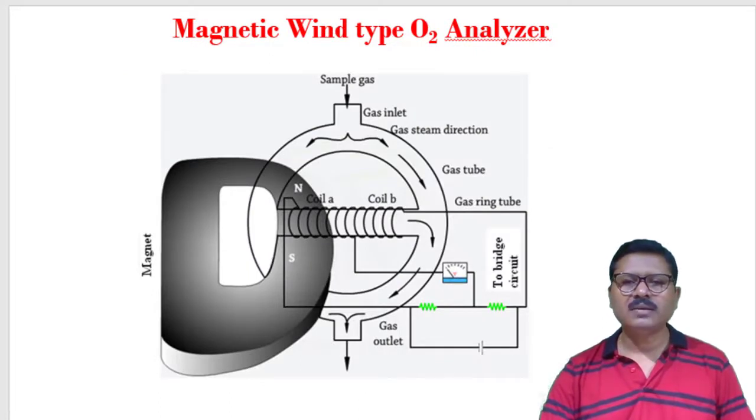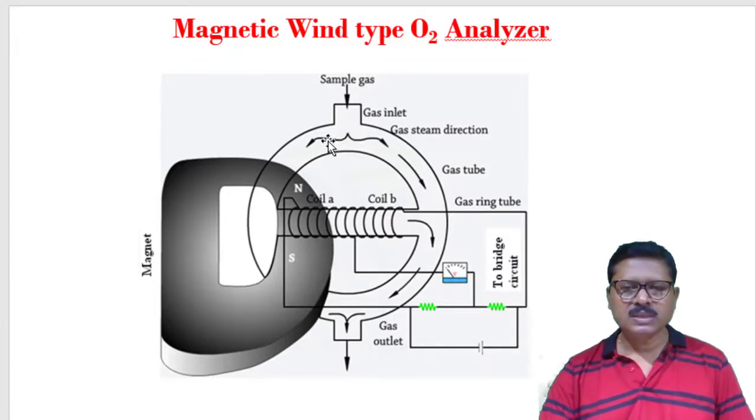Next, coming to the magnetic wind type oxygen analyzer. Again, this is based on the paramagnetic property of oxygen. In this case, this is a glass tube. This is the inlet, this is the outlet. Sample gas is allowed into the tube, and a portion of the gas is allowed to pass through this path, and another portion is allowed to pass through this path.